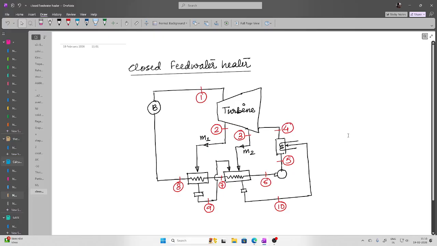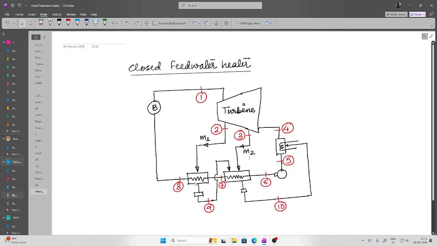In this lecture, I'll tell you how to understand the thermodynamics of a closed feed water heater. Here you can see that we have two closed feed water heaters. The steam is extracted, one from the higher pressure side and another from the lower pressure side, and the water is coming. There is no direct contact between the feed water and the steam.